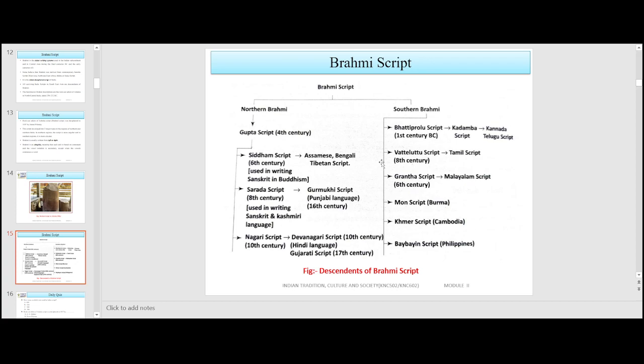Gupta script was mentioned with the century, Siddham script, Sarda script, Nagari script, that is another Brahmi style, and Southern Brahmi, that is the Kadamba script, Kannada, Tamil, Malayalam, Mon script, Khmer, Baybayin. So this is the complete part of the evolution of script and language. This is the gist of today's lecture.